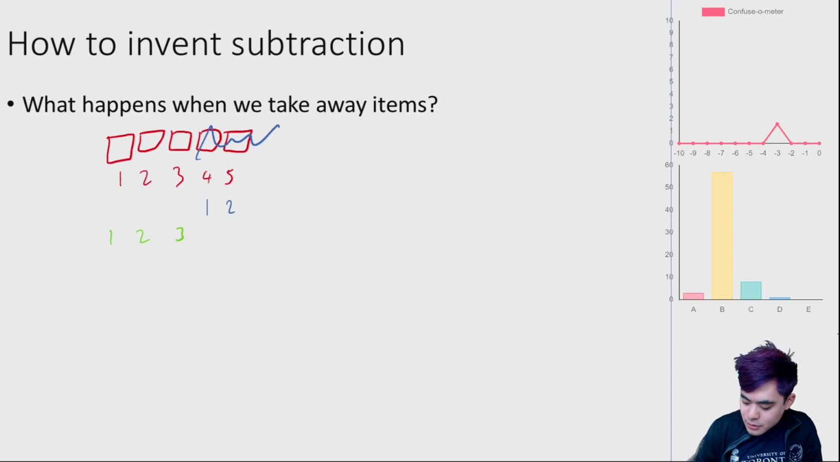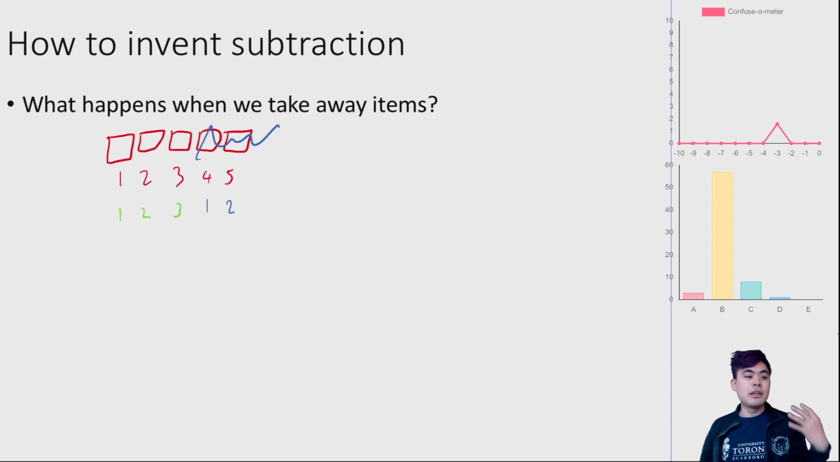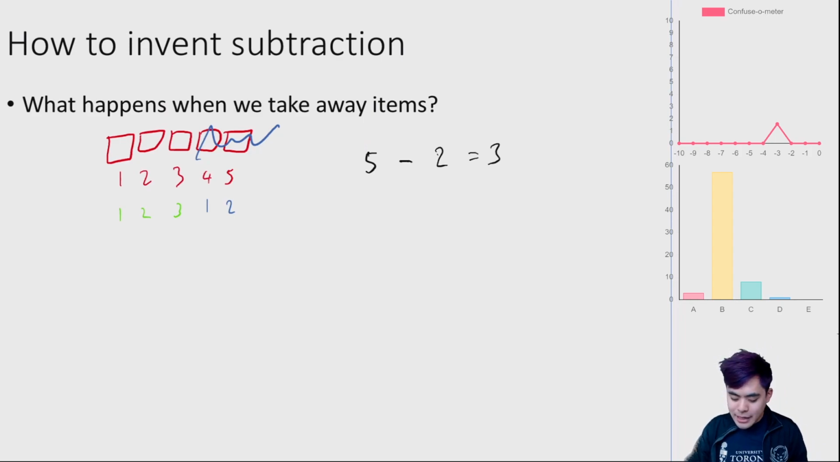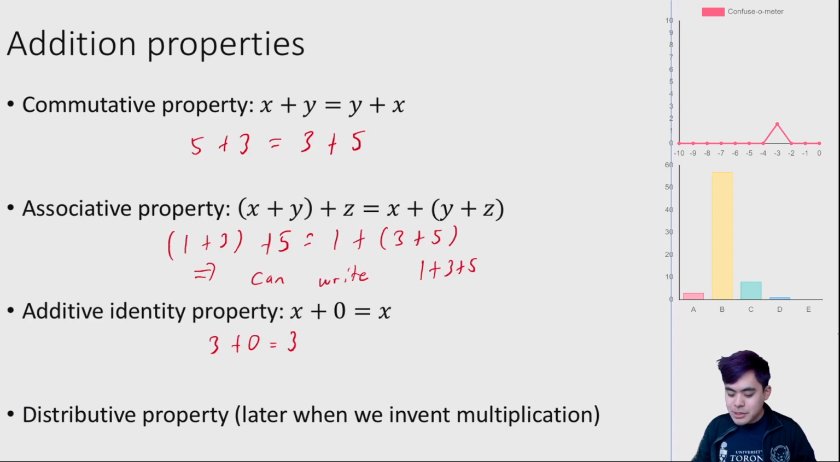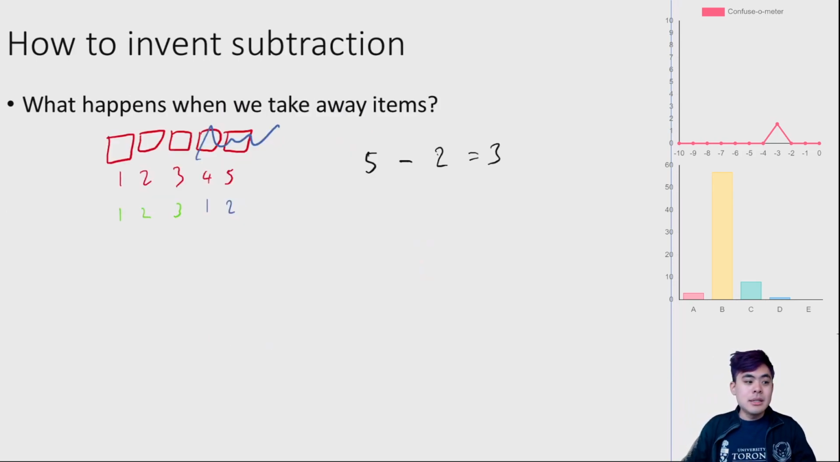Sorry, let me write this a little bit further up. So just 1, 2, 3. One way of encoding this information is to use this minus sign. So 5 minus 2 is equal to 3. Note that subtraction doesn't have the commutative property, because you can't take away 5 items from 2, or 3 items from 2, because you don't have enough items. But this is a well-defined operation if you start with more items and take some of them away, right?